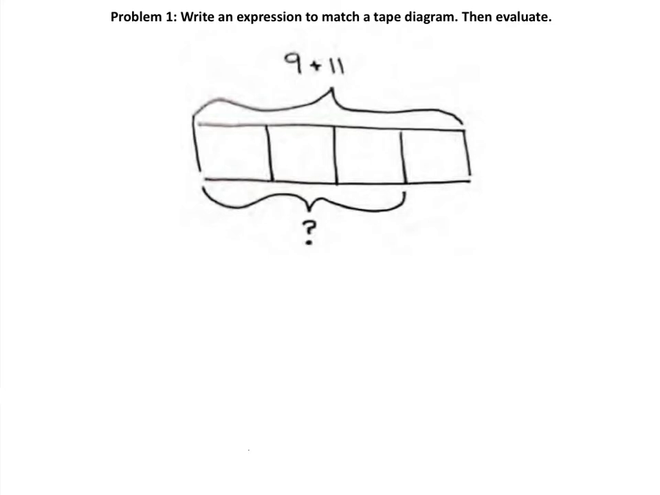Problem number 1. Write an expression, that means no equal sign, to match a tape diagram, then evaluate. And evaluate means solve. Based on the tape diagram, I know the question mark is 3 out of the 4 boxes. So when I'm writing my expression, which means I have no equal sign, I know I'm going to have 3/4 of, which usually means times, well, and my total, which would be 9 plus 11.